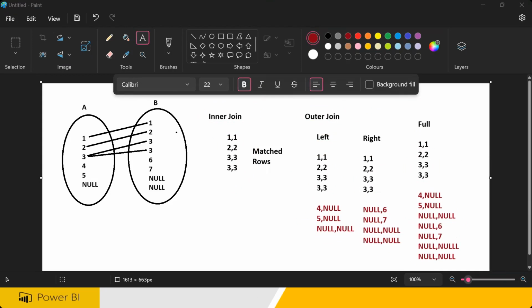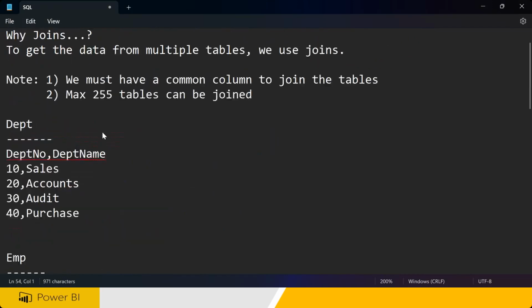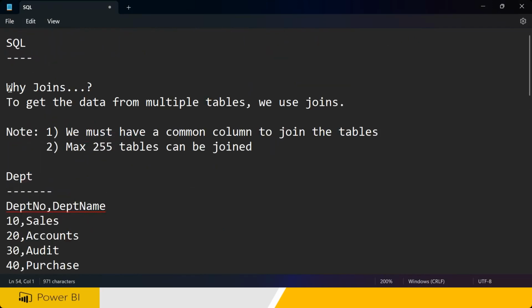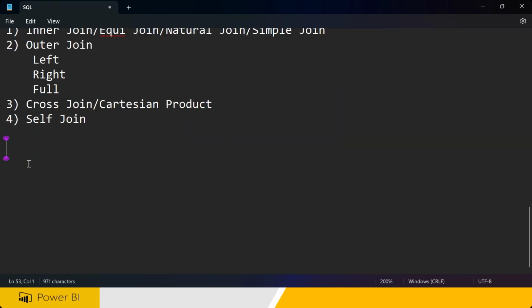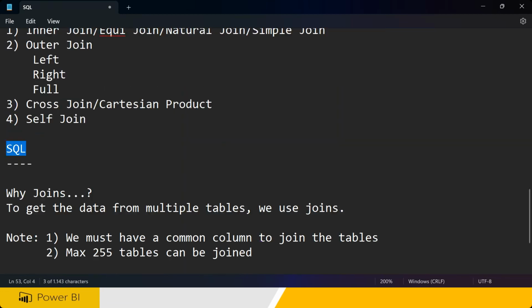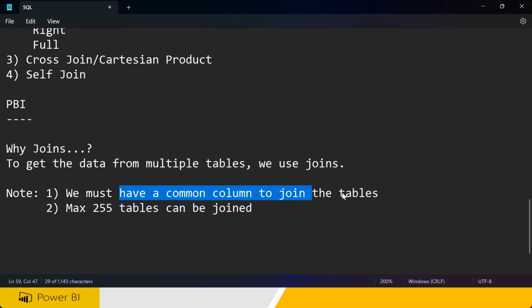Let me talk about what the joins in Power BI are. Why joins in Power BI? To get the data from multiple tables. We must have a common column to join the tables. Maximum two tables can be joined in Power BI. That is one more condition.